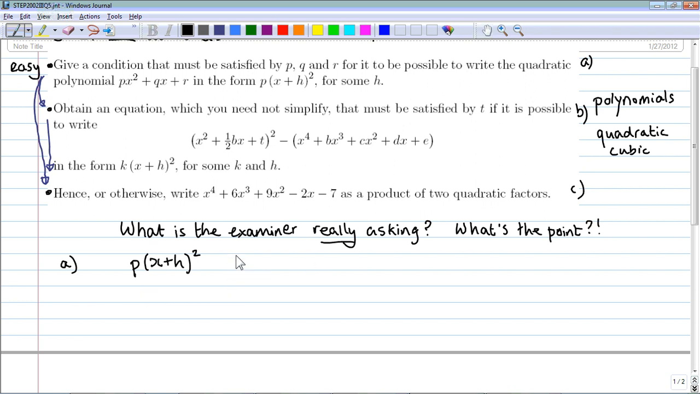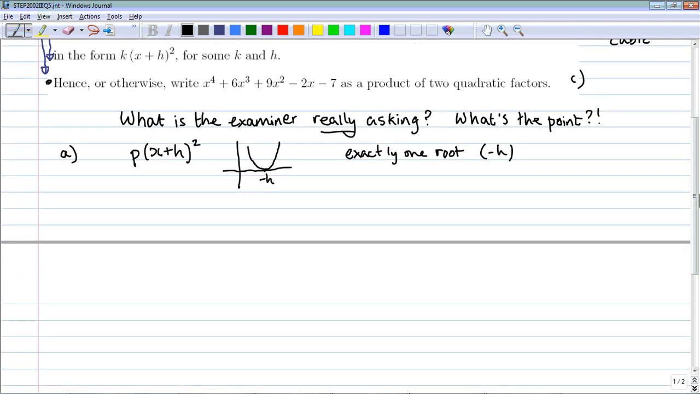Well, I can only tell you what immediately sprung to my mind when I saw this. I thought, well, if I draw p(x plus h) squared as a graph, actually this is minus h, isn't it? I've got a graph which touches the x-axis. And a graph which touches the x-axis has exactly one root, minus h. Yeah. And if a graph has exactly one root, then I know something about its discriminant. If a quadratic, I should say, has exactly one root, I know that its discriminant is 0.